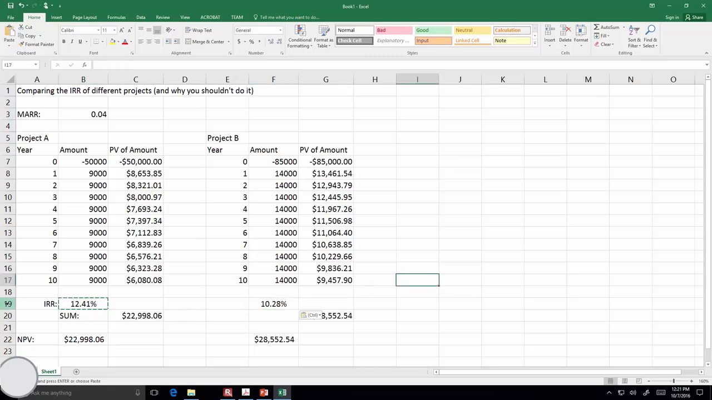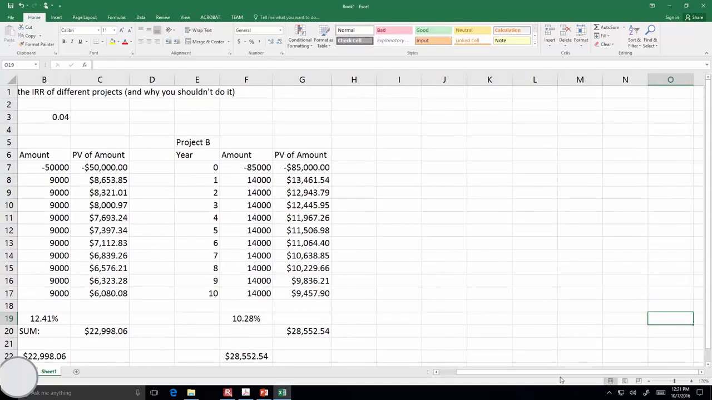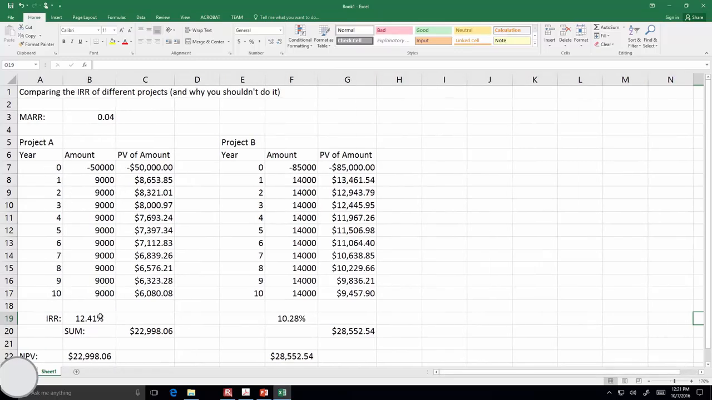All right, so if we just looked at the IRRs, we'd get the wrong idea about how good Project A is. At first glance, if we want a nice high interest rate, it seems that Project A is pretty good. Project A has an internal rate of return of 12.4%, and Project B has a lower one, 10.28%. So all things being equal, you should take the project that has the higher internal rate of return. But here, not all things are equal.